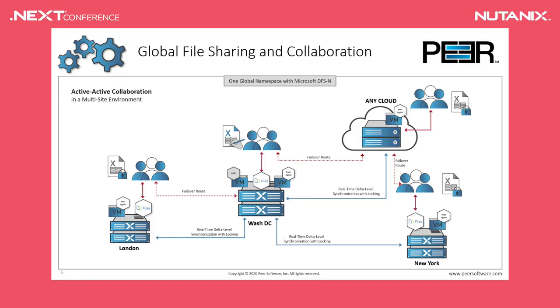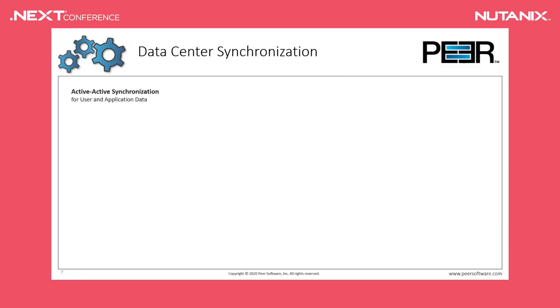So the user in DC makes some changes, closes that file. We'll get notified of all those activities by the file monitoring API. And the agent will facilitate the deltas being replicated to the other locations, and then we'll release our locks everywhere so that any user at any other site can now grab a master copy of that file. So this is file collaboration. Let's move on and talk a little bit about data center synchronization.